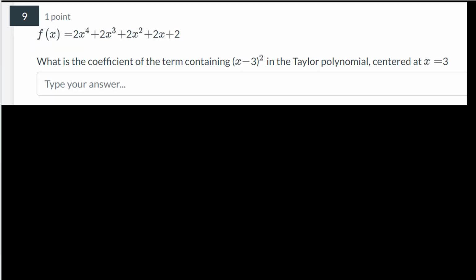Okay, number 9. What is the coefficient of the term containing x minus 3 squared in the Taylor polynomial centered at x equals 3? So again, this is going to be on the Taylor series worksheet. We did several of these. If we want to find the x minus 3 to the second power, you look at the power here. That's going to tell you how many derivatives we need to take. To get to the second power, that means we need to take the second derivative.